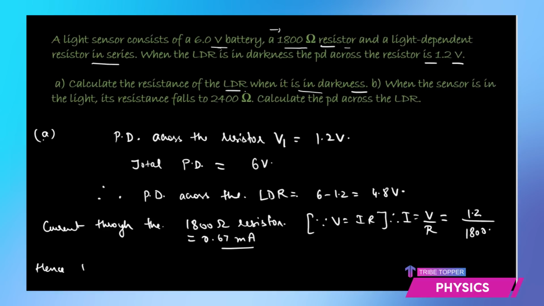Hence, the resistance of the LDR in darkness will be, since V is equal to IR, R is equal to V over I. The potential difference across this is 4.8 over the current, which is 0.67 milliamperes. So we get the resistance to be 7200 ohms.